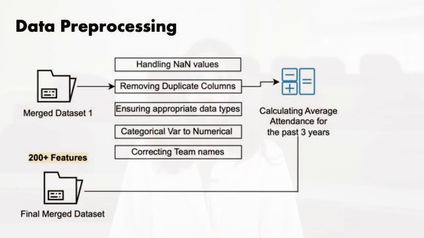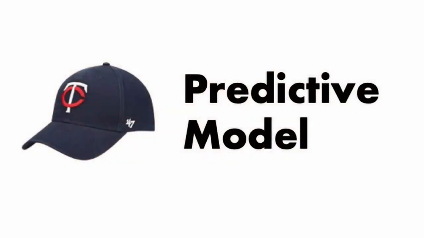Moving on, we're going to now talk about the data pre-processing. With our new 160 features, we cleaned things up, like we handled the NaN values, changed the categorical variables to numerical variables, and corrected team names. After the final pre-processing, we also calculated the average attendance for the past 3 years, and our final data set had 200 plus features. Now, we'll be moving on to the predictive model.